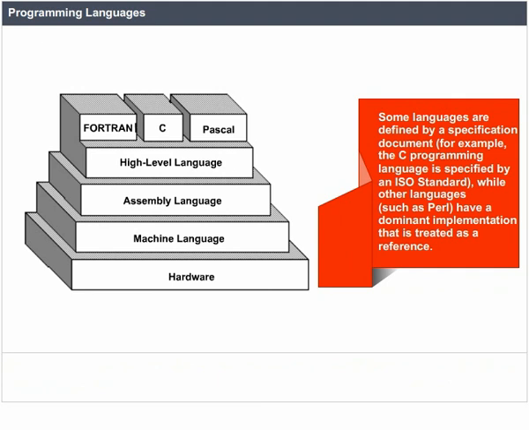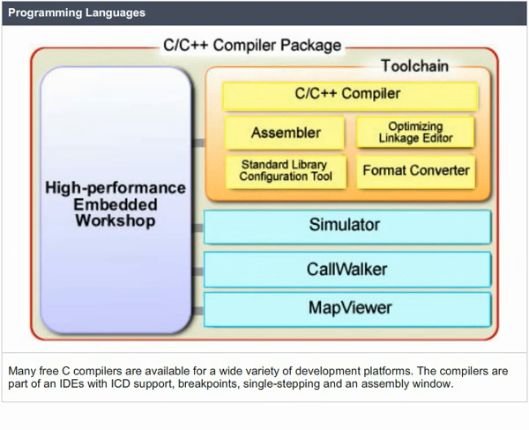Some languages are defined by a specification document. For example, the C programming language is specified by an ISO standard, while other languages such as Perl have a dominant implementation that is treated as a reference. Many free C compilers are available for a wide variety of development platforms. The compilers are part of IDEs with ICD support, breakpoints, single stepping, and an assembly window.